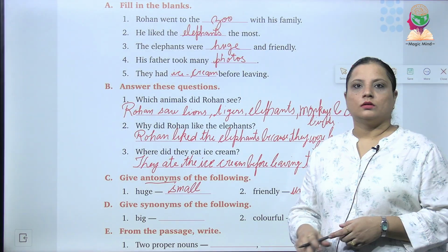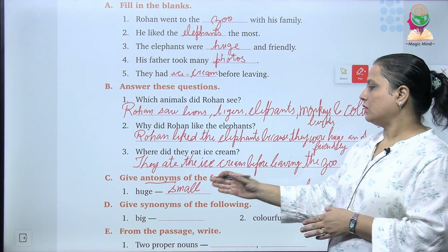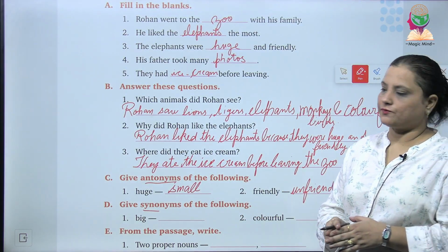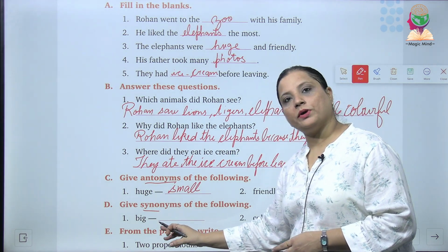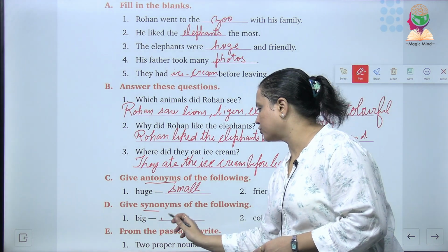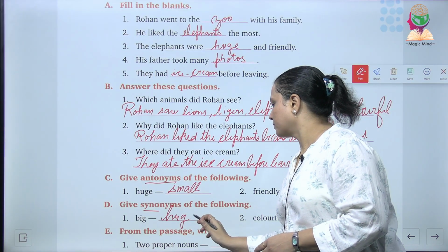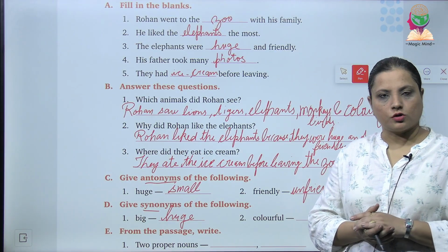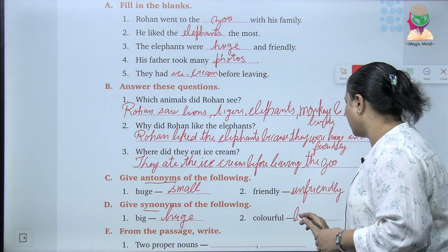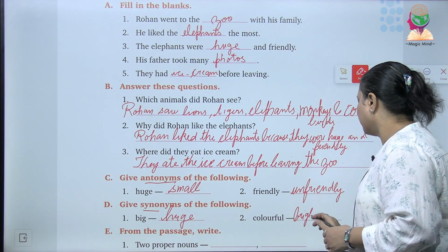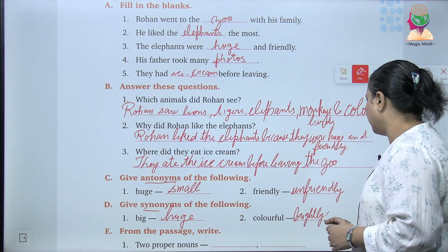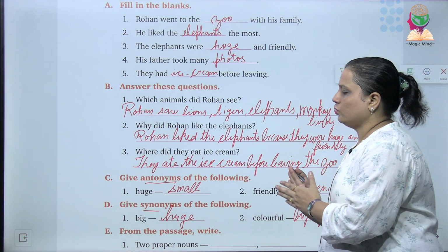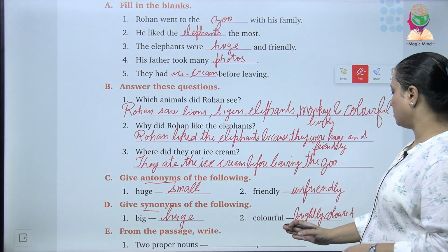Now let's do the D question. The question says, give synonyms of the following, and the first word is big. What is the synonym for big? The synonym for big is huge. Then the next word is colorful. What can be the synonym for colorful? You can write here, brightly colored.